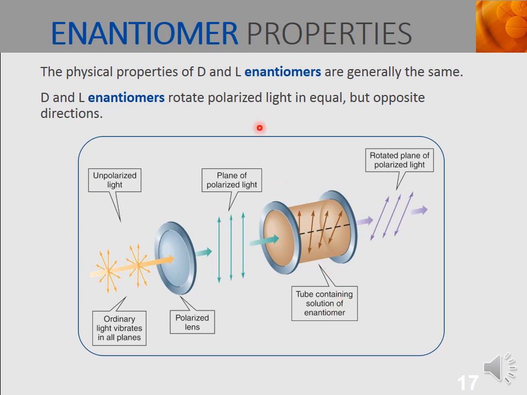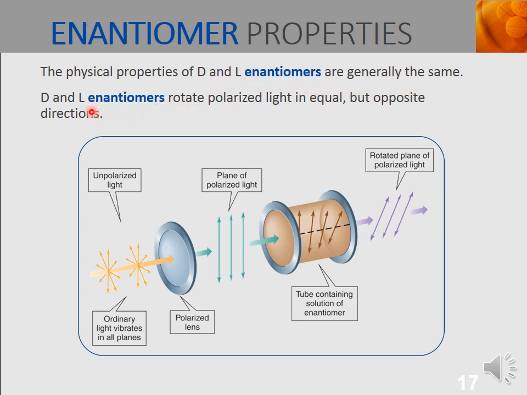Enantiomer properties: the physical properties of the D and L enantiomers are generally the same. D and L enantiomers rotate polarized light in equal but opposite directions.